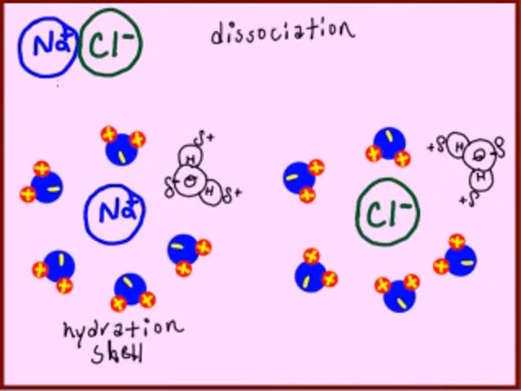When you have a positive cation and a negative anion together, we call that a salt. Unless the cation is a hydrogen cation, we call it a salt. And so we have a hydration shell.